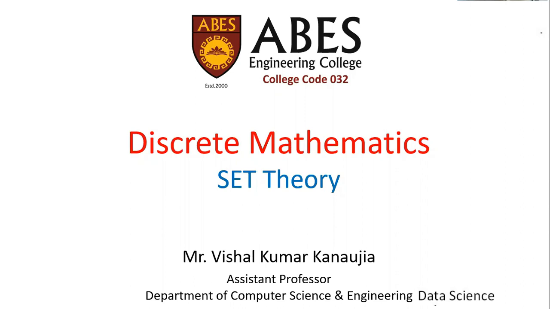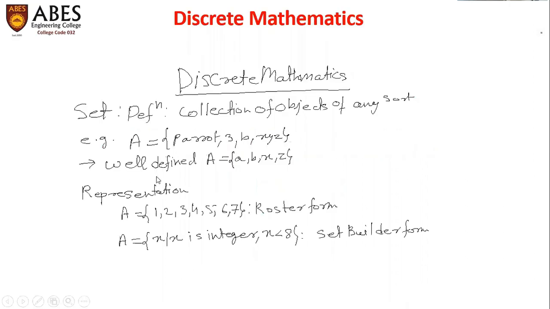Here I am going to explain set theory in discrete mathematics. Firstly, I will discuss the definition of a set. A set is a collection of objects of any sort, which means a set contains any type of elements.